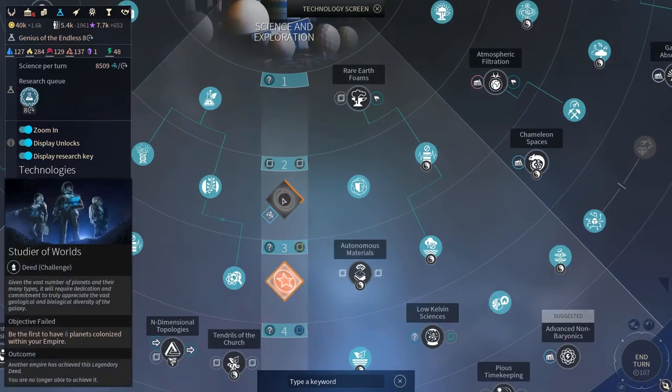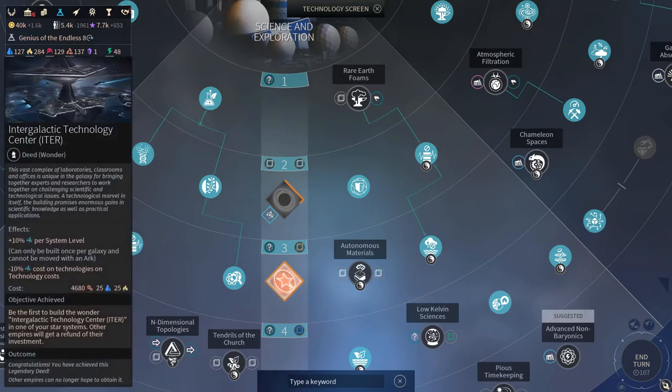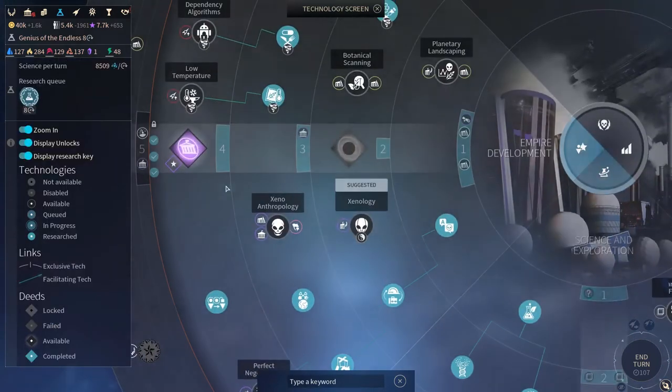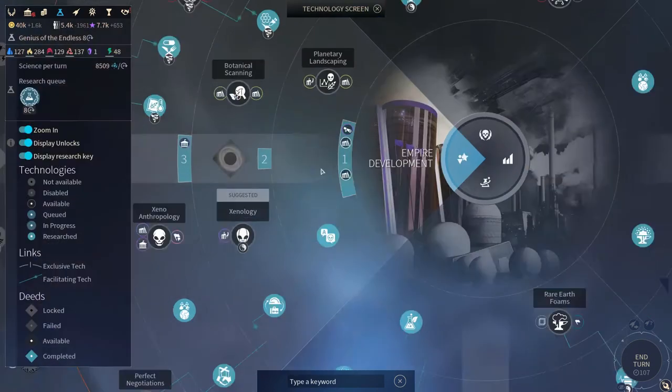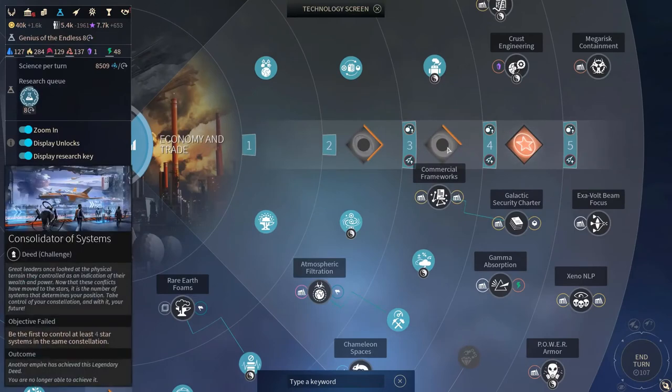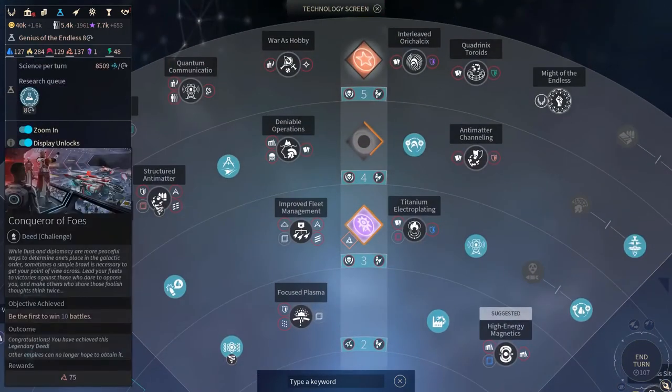So for example, here, if you're the first to get 8 technologies, you'll get a boost, I think, in science. But if you're the first one to build the Intergalactic Technology Center, the others won't be able to get it, and it's pretty good because it gives you plus 10% science on a system and minus 10% cost on technologies. This one will give you 1,000 influence, which is not negligible. But basically, yeah, all these deeds are important to pursue. However, I would advise you to look carefully at the different rewards, because some rewards are more interesting than others. For example, I won that deed here, and I got 75 antimatter, which is pretty cool, especially when you've only reached stage 3 of the game.